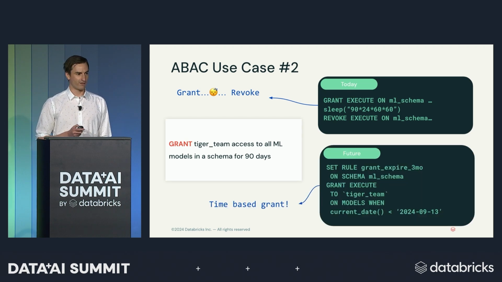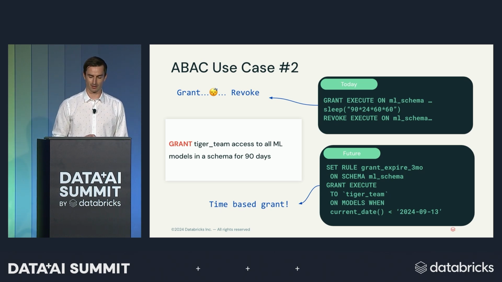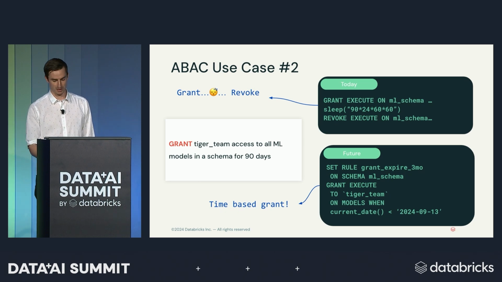What you'll be able to do in the future is actually design a rule that takes a date as one of the inputs. So you'll be able to target this schema called ML schema and grant execute to this group called Tiger team, only if the date hasn't passed a certain value. So ABAC will allow you to use dates in the access rules as well, which I think is going to be really useful for temporary access.